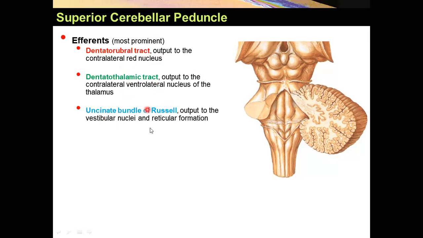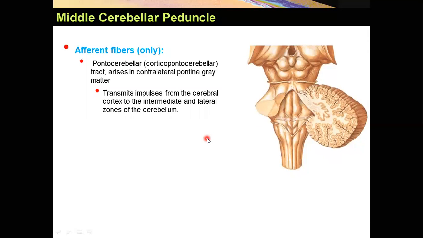The uncinate bundle of Russell is the output to the vestibular nuclei and reticular formation in the brain stem, basically over the medulla, pons, and the mesencephalon. Now, the middle cerebellar peduncle. The middle cerebellar peduncle contains only afferent fibers, but no efferent fibers.